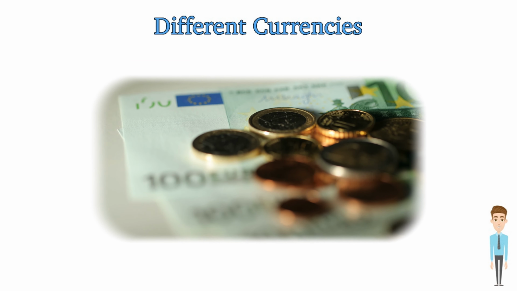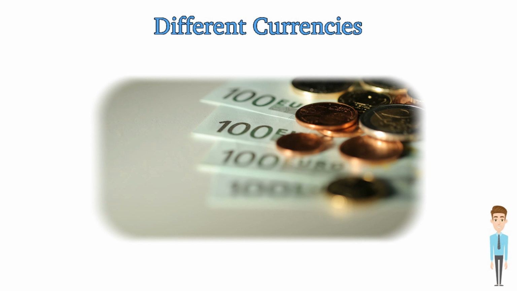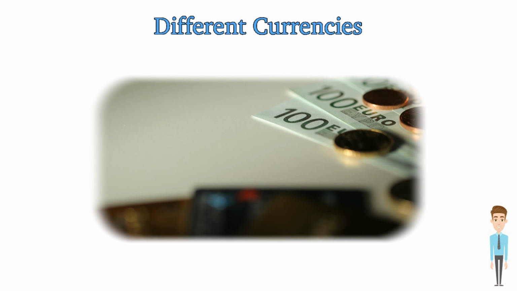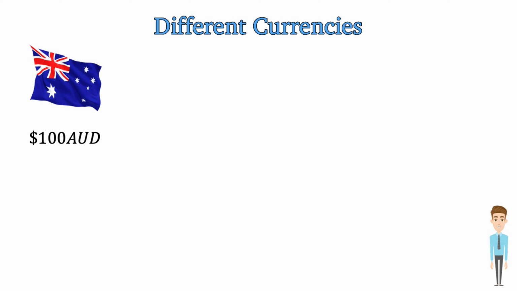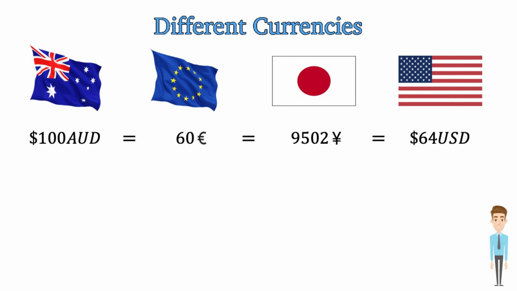Did you know a great way to understand equivalent fractions is to think of them like different currencies around the world? When you travel to different countries, they have their own money with different names and values. Starting with 100 Australian dollars, this would be worth the same as 60 euros, which is the currency in most countries in Europe. This is also equivalent to 9,502 yen in Japan and 64 US dollars in America. As you can see, all values are different, however, they are worth the same value of 100 Australian dollars.